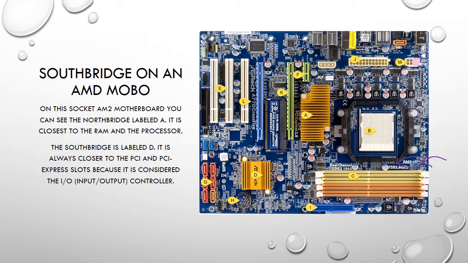And it has got an AM2 slot. In this case, it's not a land grid array. This is a pin grid array. And the difference between a pin grid array and a land grid array is that the pins on a pin grid array are on the processor itself.